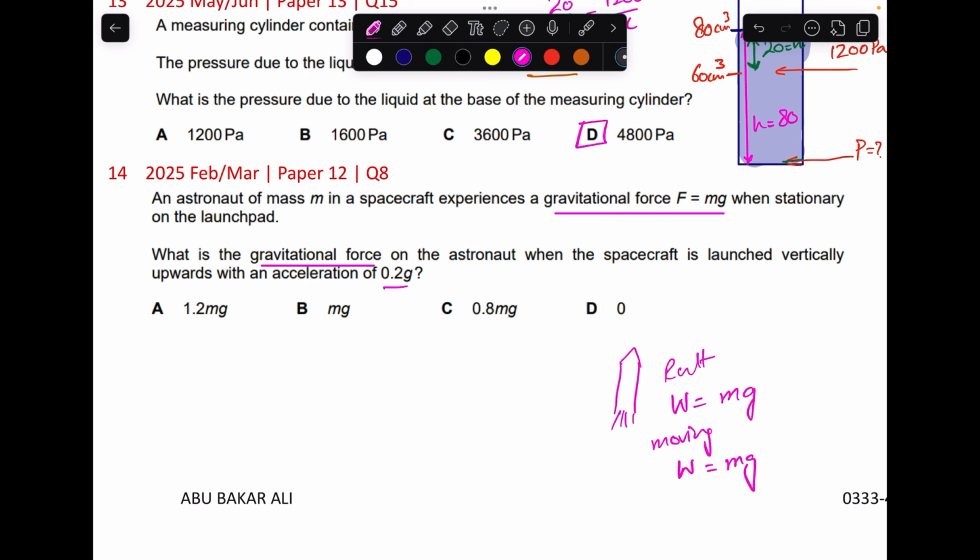It will not make any difference. The weight of the astronaut depends on the gravitational field strength or the gravitational acceleration. It does not depend on the acceleration of the spacecraft. The actual weight and the apparent weight can change, that is another story, but they haven't asked you that. So the weight will be the same, it is mg.